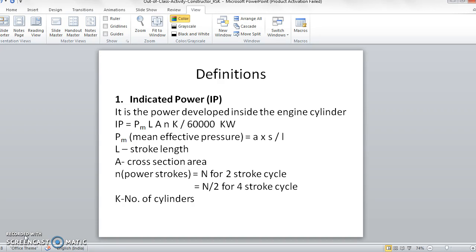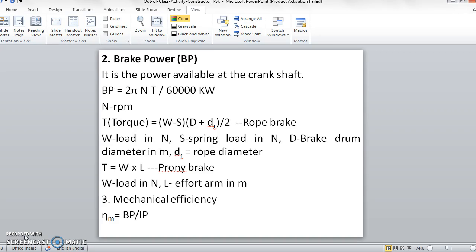Capital L is the stroke length in meters, capital A is the cross-sectional area of the piston or cylinder in meter square, small n is the number of power strokes. If it is a two-stroke cycle, small n is equal to capital N, that is the number of revolutions of the crankshaft, and for a four-stroke cycle, the number of power strokes will be half the number of revolutions of the crankshaft. K is the number of cylinders.